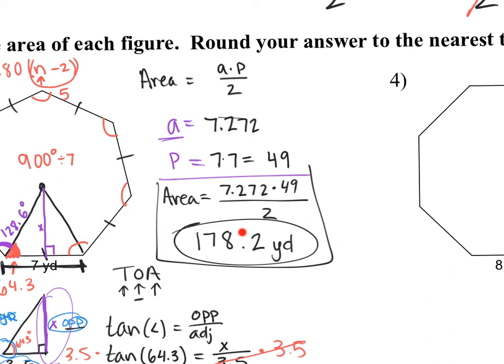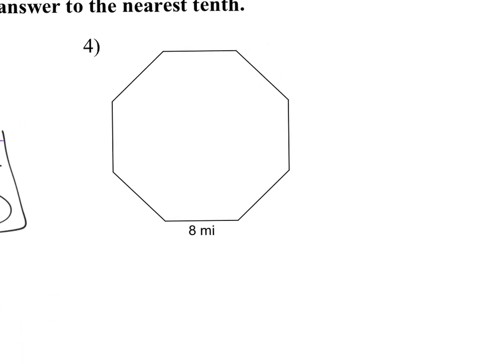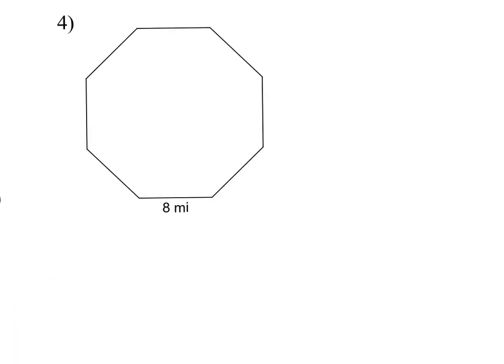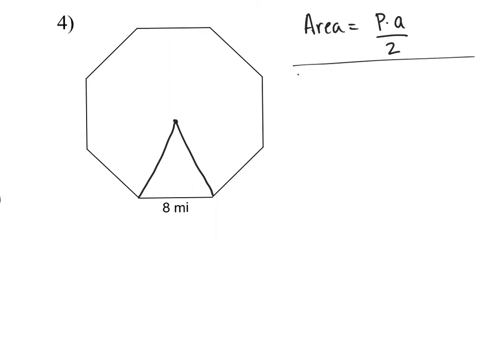Remember, you can be a little tiny bit off based on how you rounded within the problem there. All right, we're going to do this process several more times. It's going to be very familiar by the end because it's very repetitive. This problem works with an octagon. I'm going after my area equals perimeter times apothem divided by 2. So I need to know what my perimeter is and my apothem is.